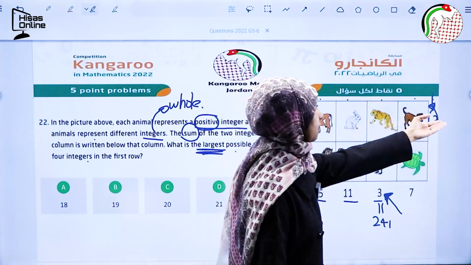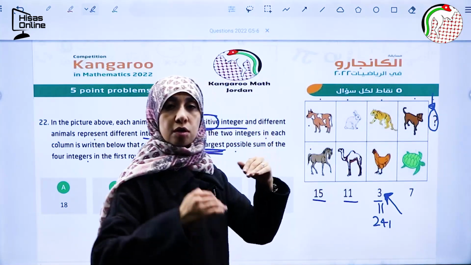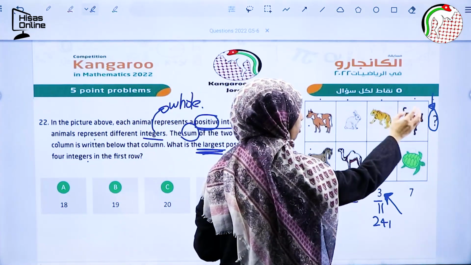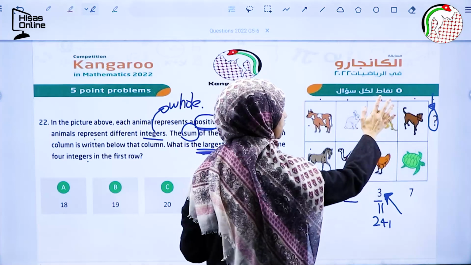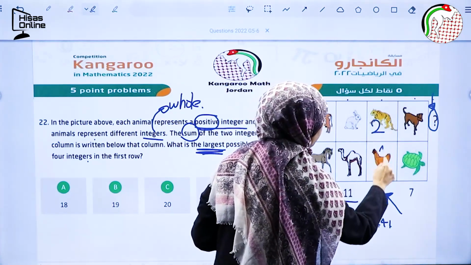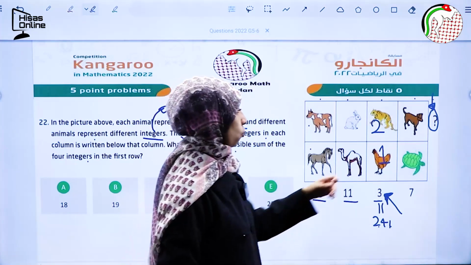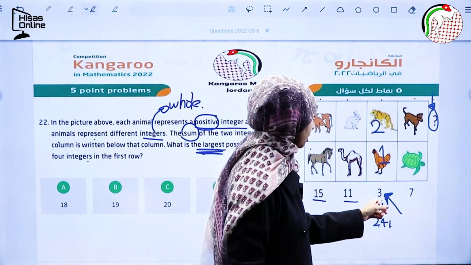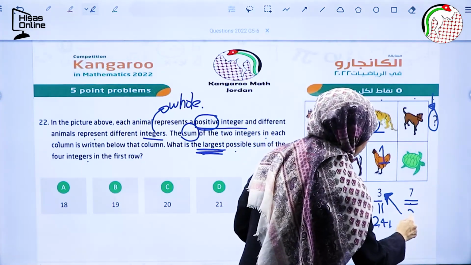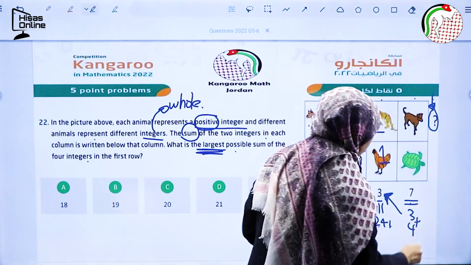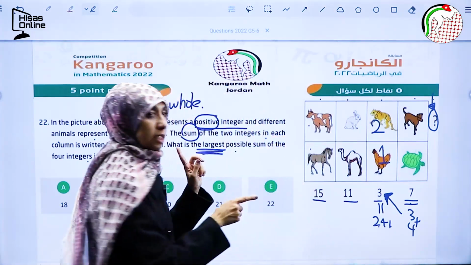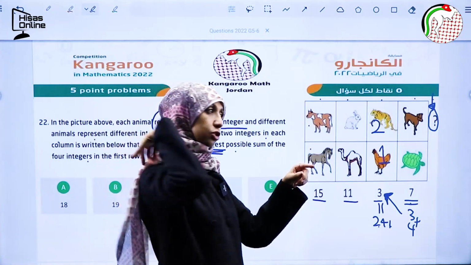And to enlarge the sum, I must put the biggest number of each sum of two numbers on the first row. So 2 and 1, I will put 2 here and 1 here. Now what comes after 3? 7. What gives you 7? 3 plus 4, and we are not repeating because they said each animal represents a different integer.